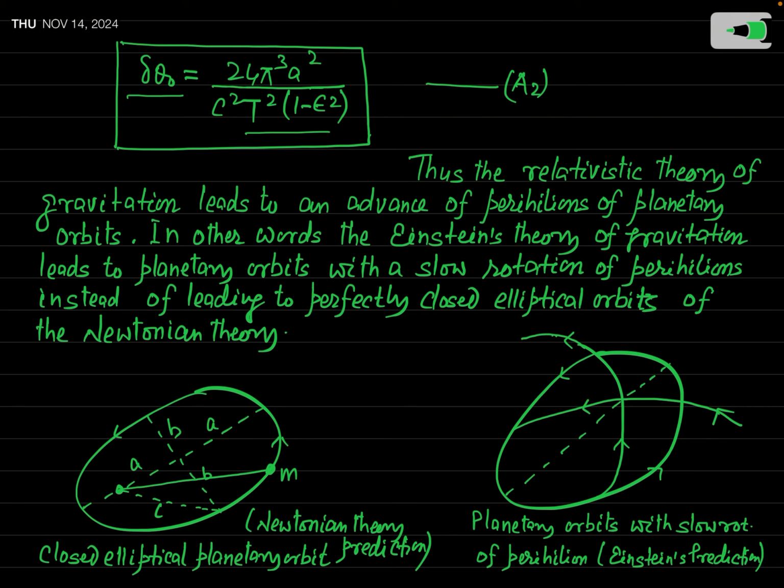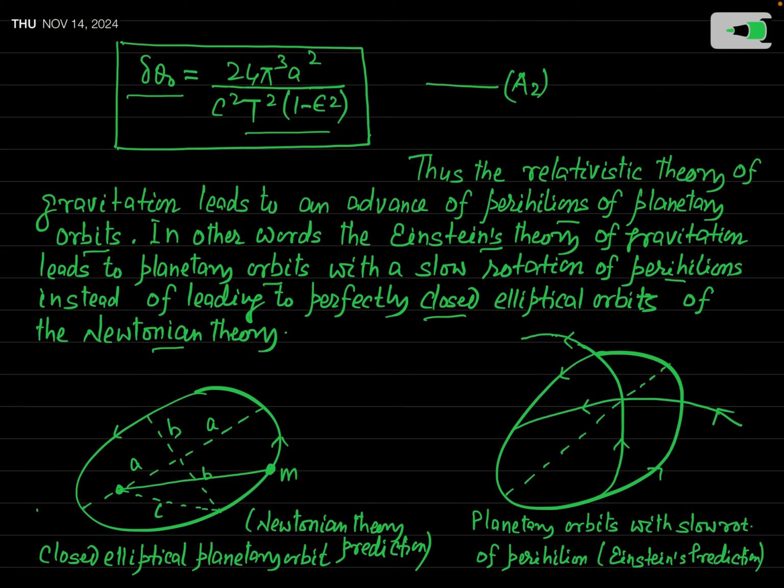And you can see that the relativistic theory of gravitation proposed by Einstein leads to an advance of the perihelions of the planetary orbits, which was not predicted by Newtonian theory. In other words, Einstein's theory of gravitation leads to planetary orbits with a slow rotation of the perihelions, instead of a perfectly closed elliptical orbit as in Newtonian theory.